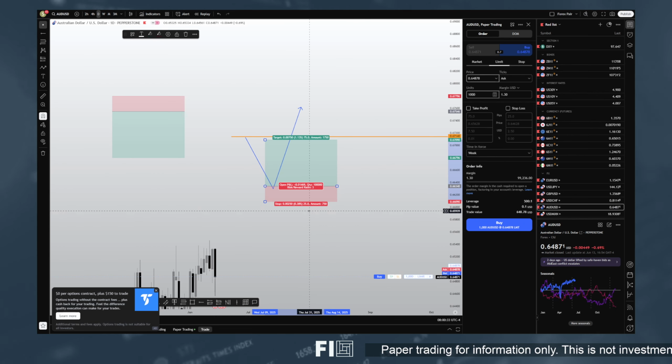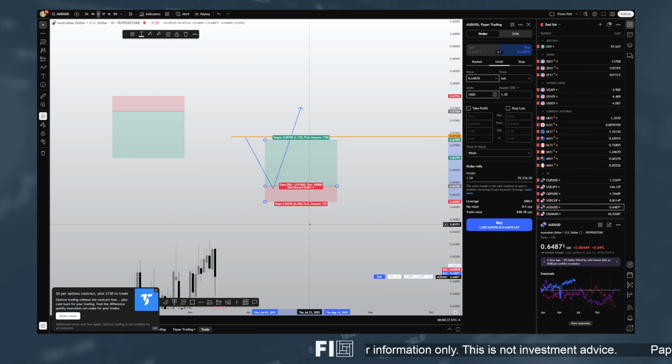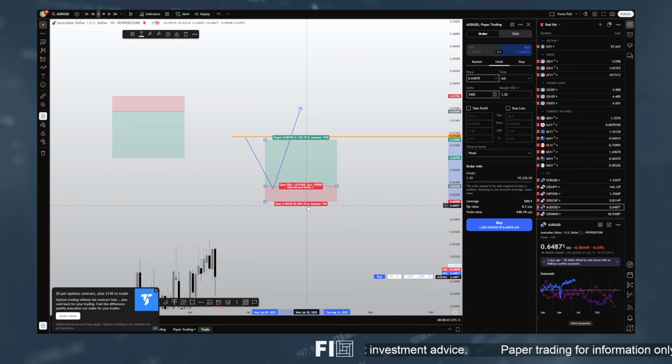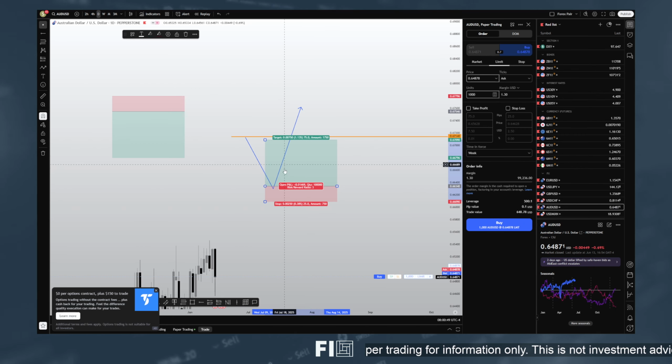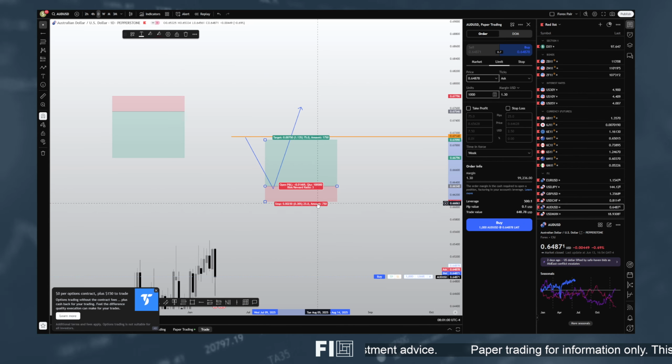3RR. I say it's 3RR because the risk to reward ratio is 3. So you're risking $1 to make 3. In this case, for example, I made this trade risk 25 pips and the reward 75 pips. So in this trade, I'm looking to make 75 pips and just risking 25. 25 times 3 is 75. That's my risk to reward.